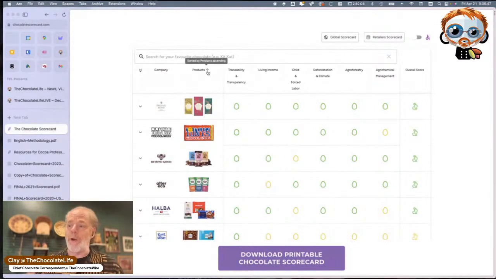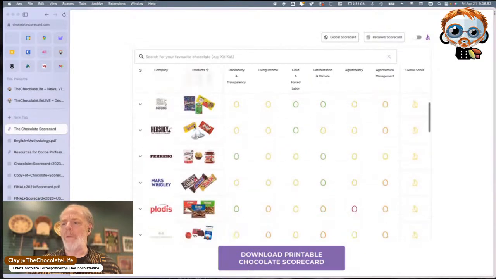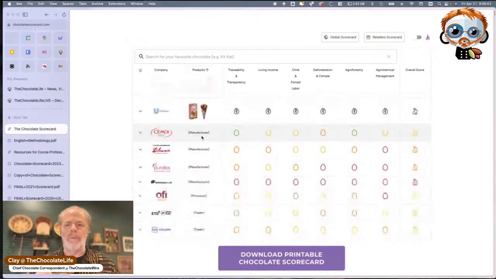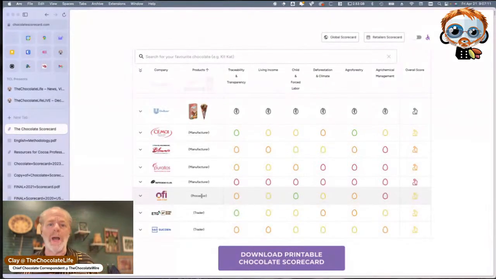Now, one of the things you may or may not have noticed is that it says products here, and if we scroll down, we find pictures of products. But when we move out of the companies that sell products retail, products becomes manufacturers and processors. And a person who's not up to speed on what the industry is like may not be able to understand the difference between a chocolate manufacturer and a cocoa processor. So that's the number one thing to understand here.